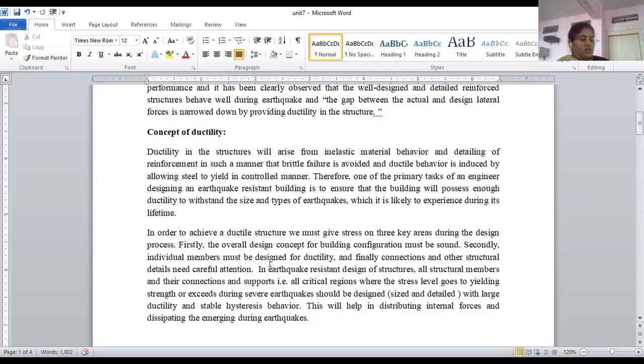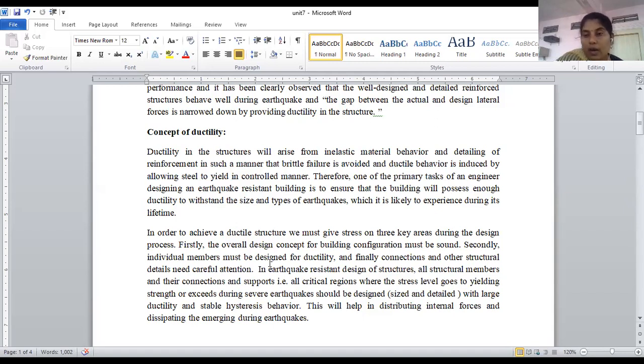This means the first concept for achieving ductile detailing is that we should focus on three parameters. First, whatever the basic planning aspects of the building, it should be sound. The configuration of the building should be simple and symmetrical, with no overhangs, and the soil properties should be good. Then in that configuration, if earthquake forces come, the building will act as an earthquake resistant building.